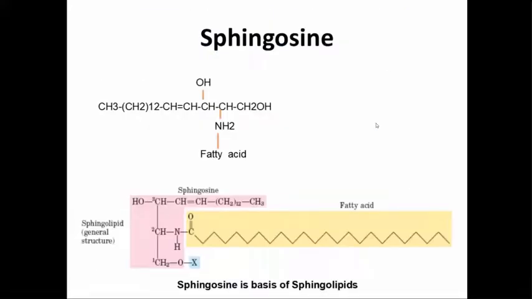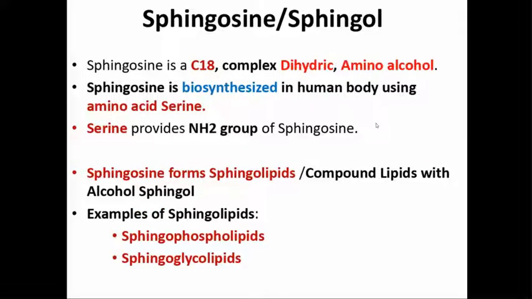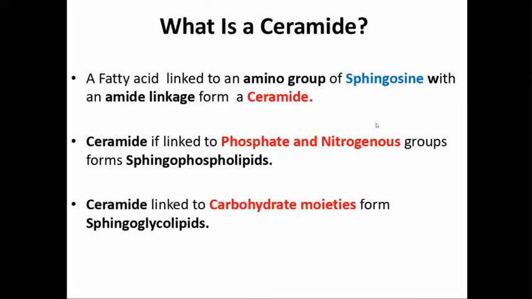The other alcohol is sphingosine. This is the structure of sphingosine, which is the base for sphingolipids. Sphingosine is a derived lipid we can get from hydrolysis of sphingolipids. Examples of sphingolipids are sphingophospholipids and sphingoglycolipids. What is a ceramide? A fatty acid linked with the amino group of sphingosine by an amide linkage forms what? Ceramide. So we have an alcohol called sphingosine, which reacts with fatty acids through amide linkage to form ceramide.